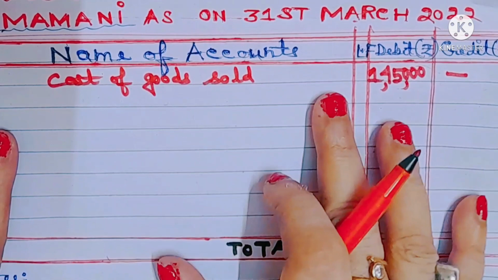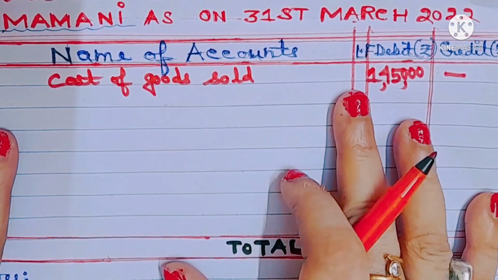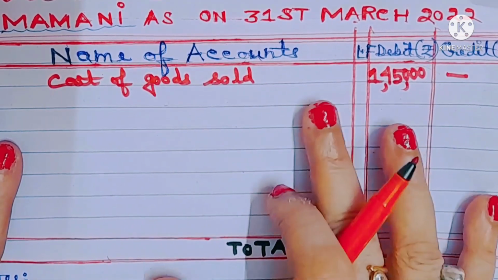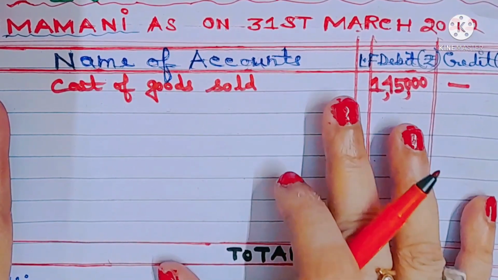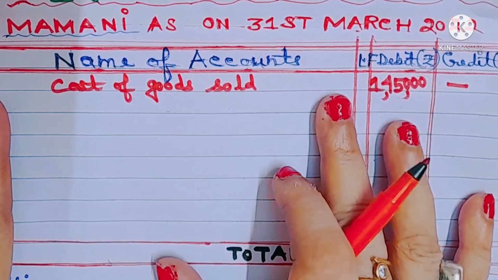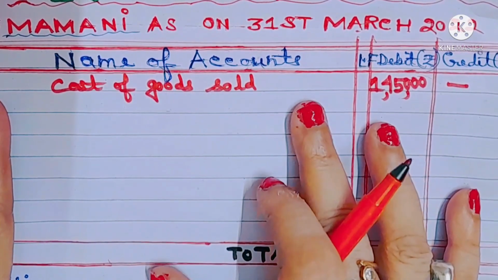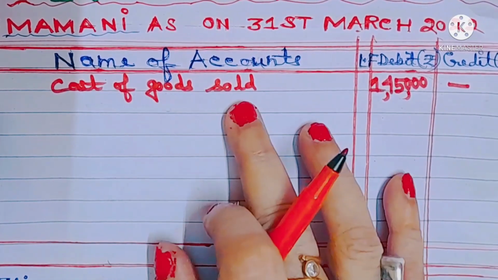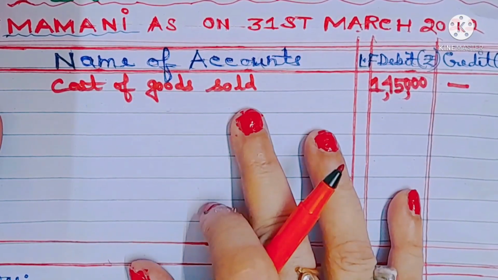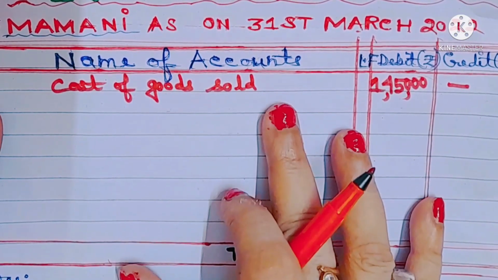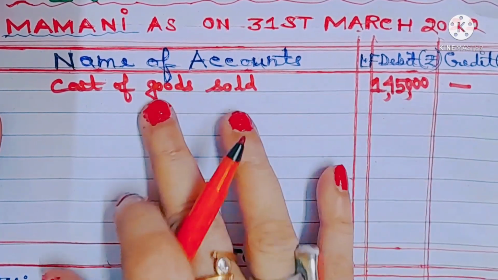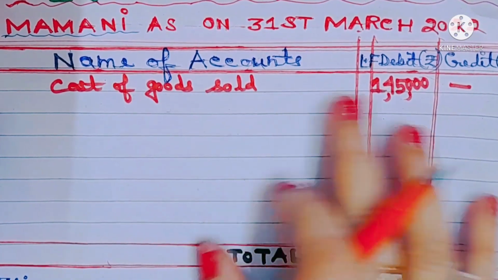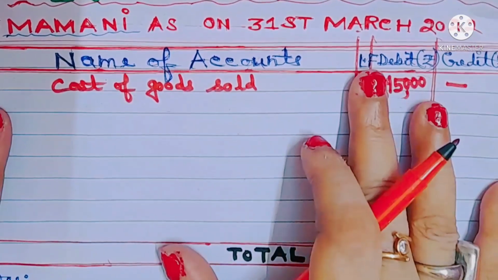Why is cost of goods sold debit? Because cost of goods sold forms the part of the cost of sales for the current accounting year. The nature of trading account is nominal. So, cost of goods sold comes under nominal account. It is an expense for the business. So, according to nominal account, all losses and expenses are debited. Here, cost of goods sold is an expense for the business. So, cost of goods sold will be debited. Understood? Now, let's see the next account.